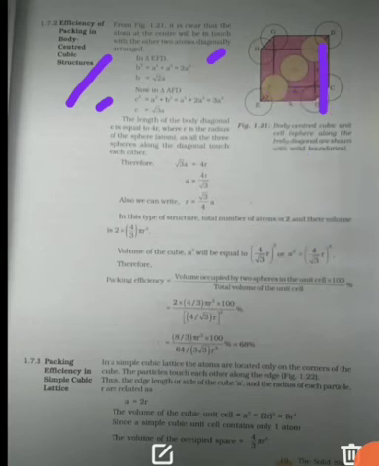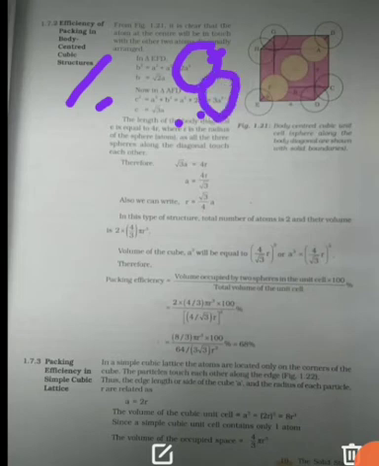Here we have seen that the value of B square is 2A square. So putting the value here, that is A square plus 2A square, C square will be 3A square. And we can also write C is equal to root 3 A. Now the length of the body diagonal C is equal to 4R.